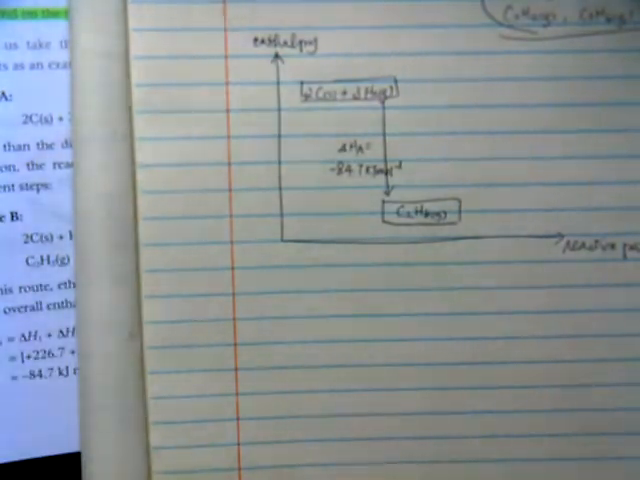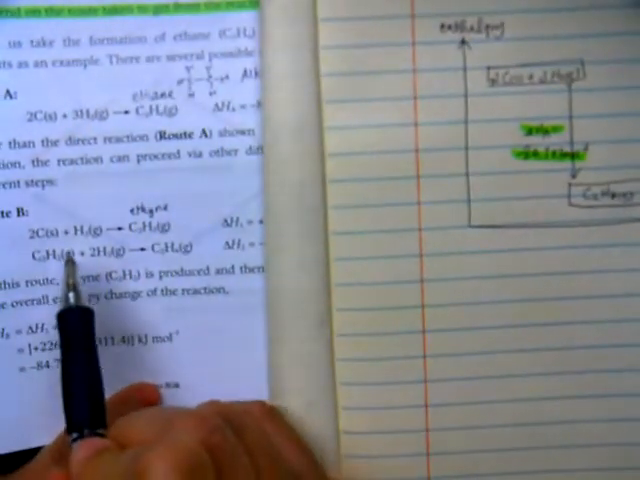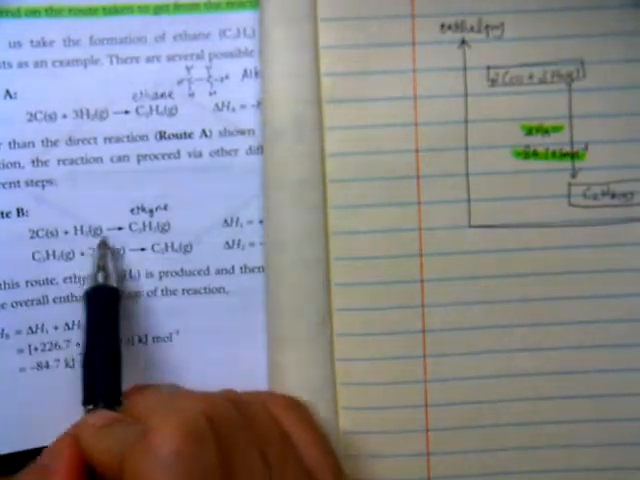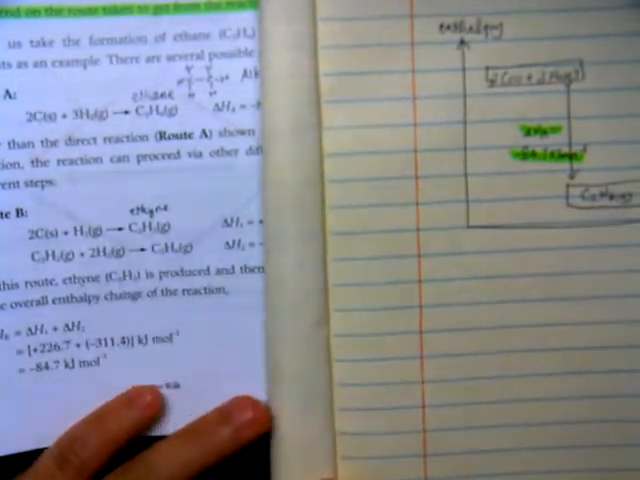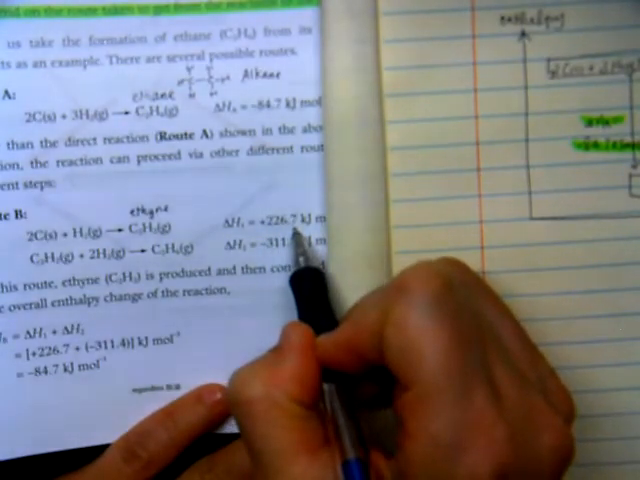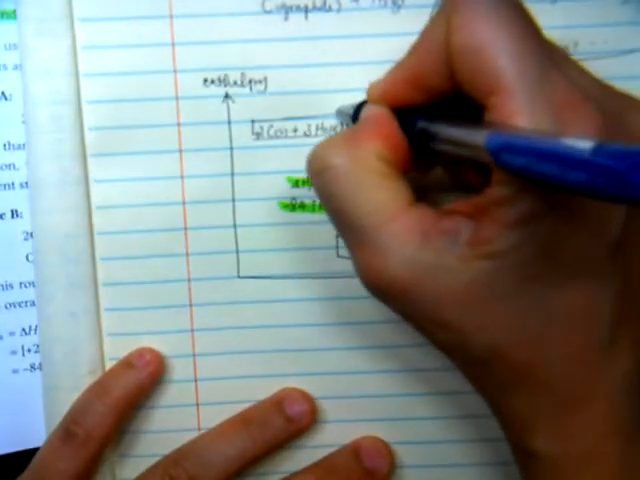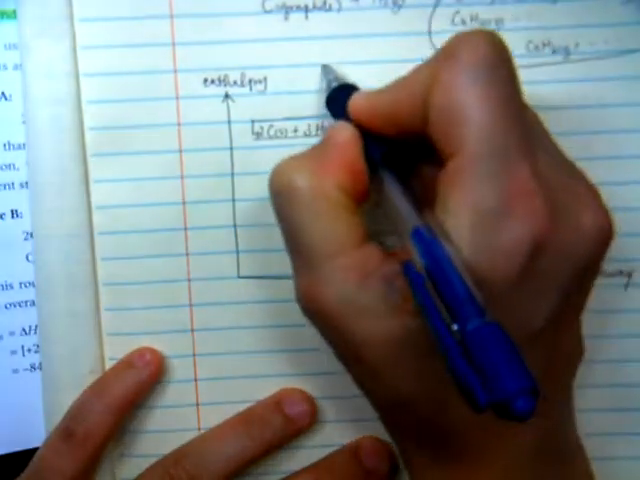Now, I will highlight this is route A, okay? Now let's talk about route B. First of all, we have carbon and hydrogen forming ethylene, with a positive sign, 226.7. Positive means endothermic, so I must point it upwards. It doesn't matter, not to scale, okay?